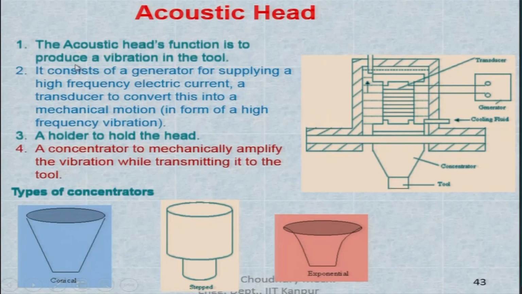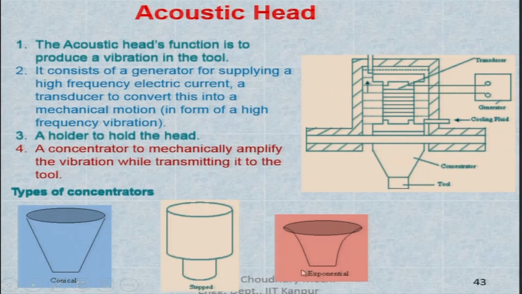So, the function of this acoustic head is to produce vibration in the tool. It consists of a generator for supplying a high frequency electric current, a transducer to convert this into mechanical motion in the form of high frequency vibration, a holder to hold the head, which is inside, and a concentrator to mechanically amplify the vibration while transmitting it to the tool. This is the concentrator.